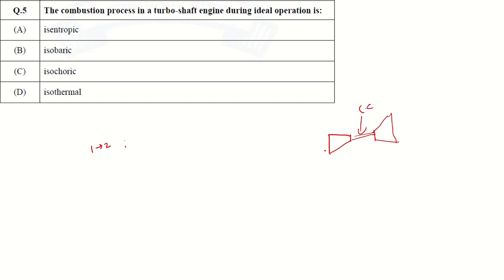Okay, so this is 1, 2, 3, and this one is 4. This is the compressor, this is the turbine. So 1 and 2 condition is isentropic compression, which is called adiabatic or quasi-static or reversible. Okay.